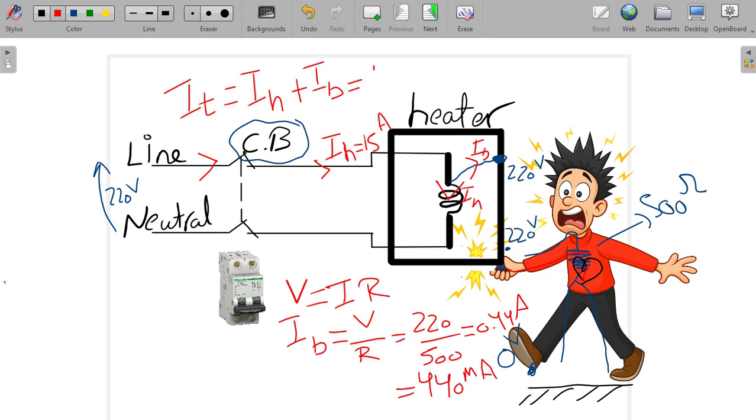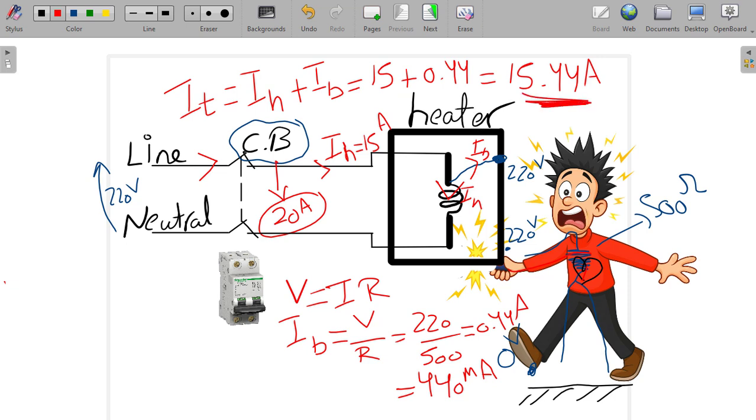The heater is 15 ampere and the current of the body is 0.44. So the total current now is 15.44 ampere. And as you know, this circuit breaker is 20 ampere rated current. So it will see 15.44 ampere as a normal current. There is no problem actually. It's up to 20 ampere. So this value is good.